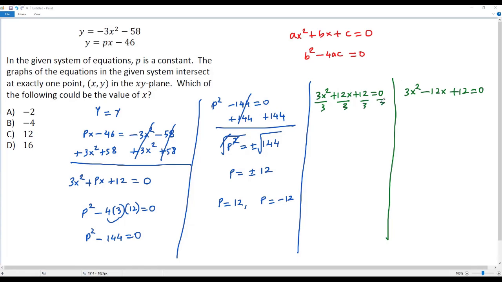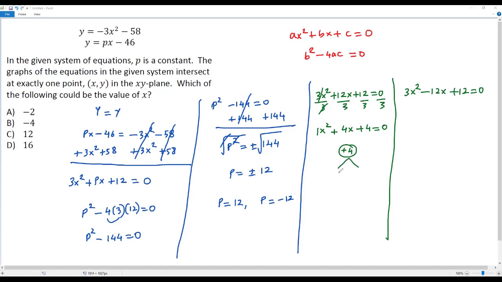Okay, here this 3 will cancel out. I'm getting x square. When I divide 12x by 3, I'm getting 4x. When I divide 12 by 3, I'm getting 4. On the right side, 0 divided by 3 is 0. Okay, I think we can solve this quadratic equation by factoring. For that, we have to multiply the constant of positive 4 by the coefficient of x square, 1. 1 times positive 4 is positive 4.